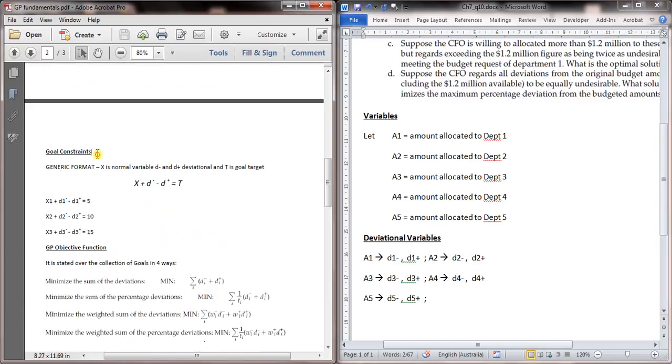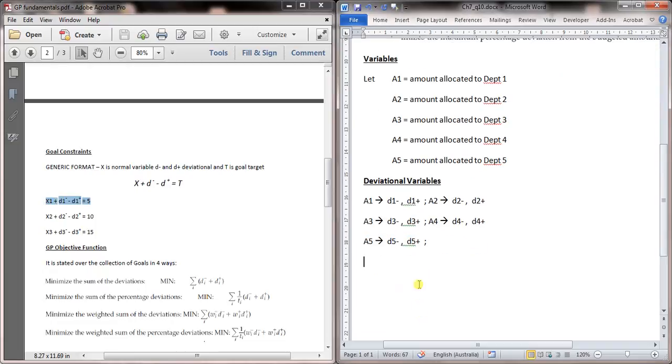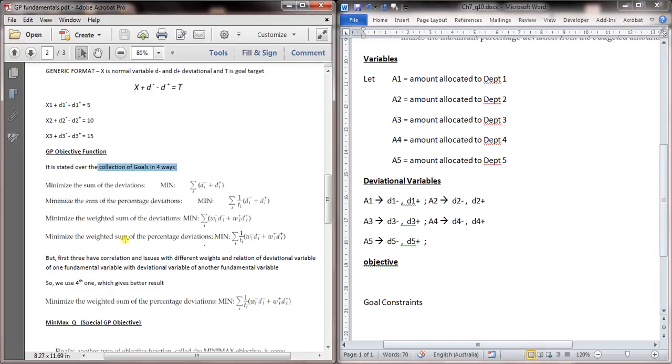So after deviational variables, we have goal constraints. Any amount in excess or underachieved, the net should equal the requested amount. Before writing the goal constraints, we can do it anyway. What would be our objective? In our GP, our objective is to minimize the weighted sum of percentage deviation.